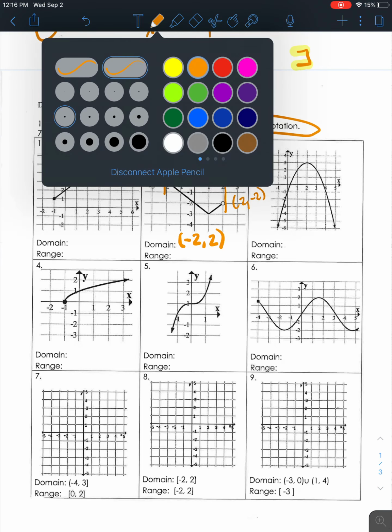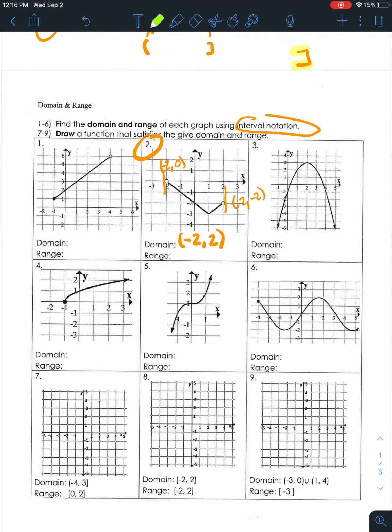My range, I'll do this in a different color, goes from the lowest point on my graph to the highest point. So the bottom of my graph is here, and this point is 1, -3. All the way to the highest point on my graph is up here, which is this -2, 0. So my range is down here. This is a solid line, which means I have a bracket. That point's included. It starts with -3 is my y value at that point.